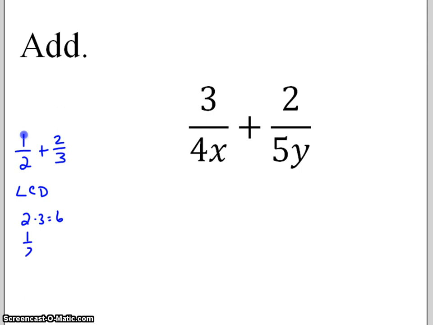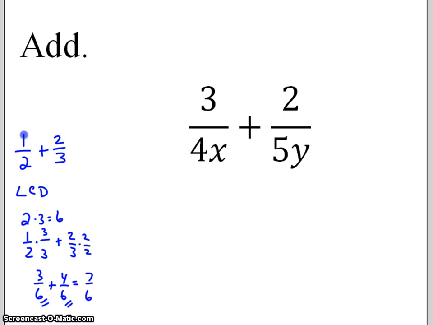So you would change 1/2. You want to multiply it by a fraction that'll give you 6, so 3 over 3. And then you want to take 2/3 and multiply that by 2 over 2. And now we have 3 over 6 plus 4 over 6. Now we can add those. You need common denominators in order to add. And that would be 7 over 6.